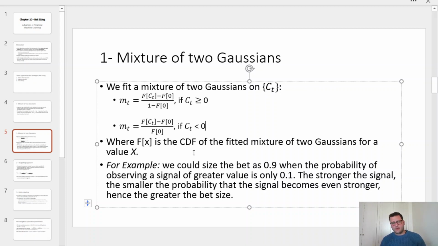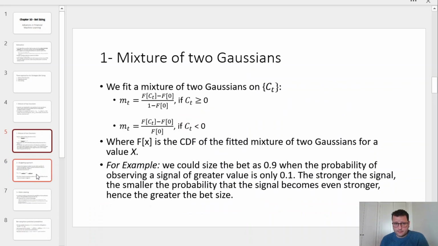If I have a signal that is strong enough in my concurrent sequence, like observing my concurrent sequence of long bets, we should have a size that fits this model. Because if this signal is strong, the probability of this signal becoming even stronger is small, and we should have a higher position for this. So that is what the mixture of two Gaussians approach brings.